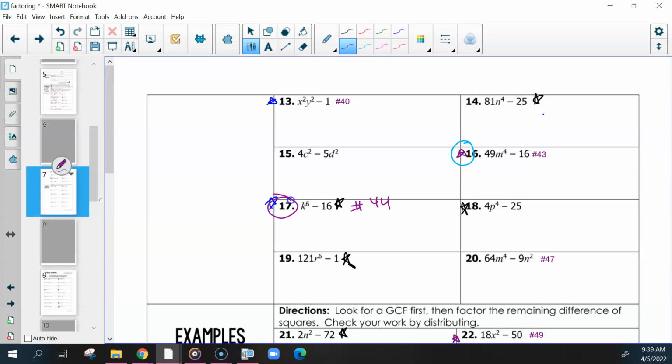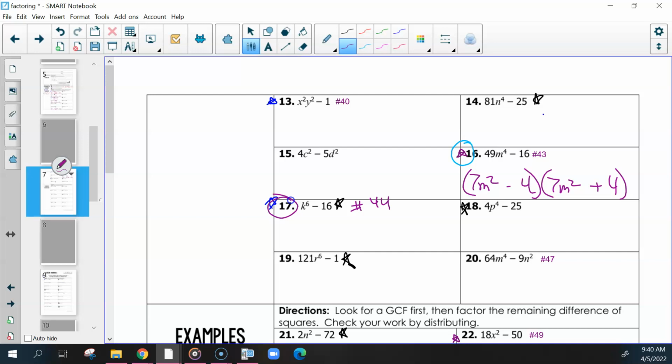4, 16, 49 and 16 are perfect squares. But now we have x to the 4th. This still works if your exponent is even. If it's not, then there's a different process to it. But if this is even, you can cut it in half. So what times what gives you 49? 7. If we split this in half, this would be m squared and m squared. And then what times what would give you 16? 7m squared minus 4 and 7m squared plus 4.